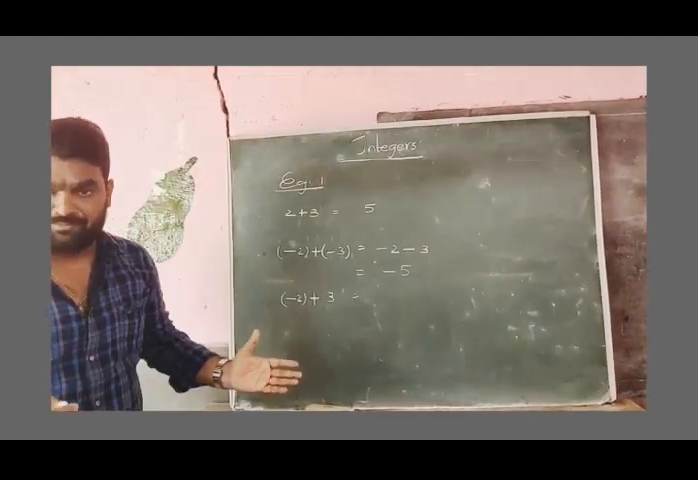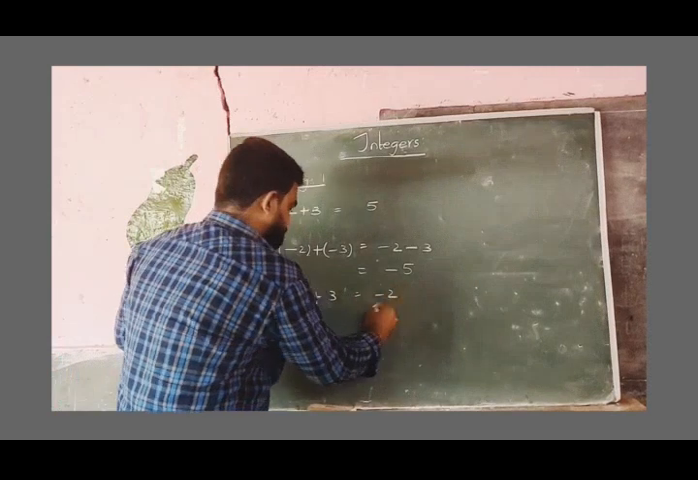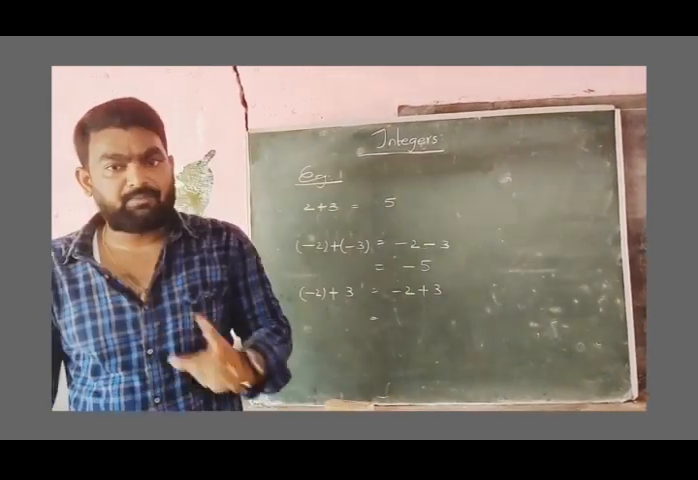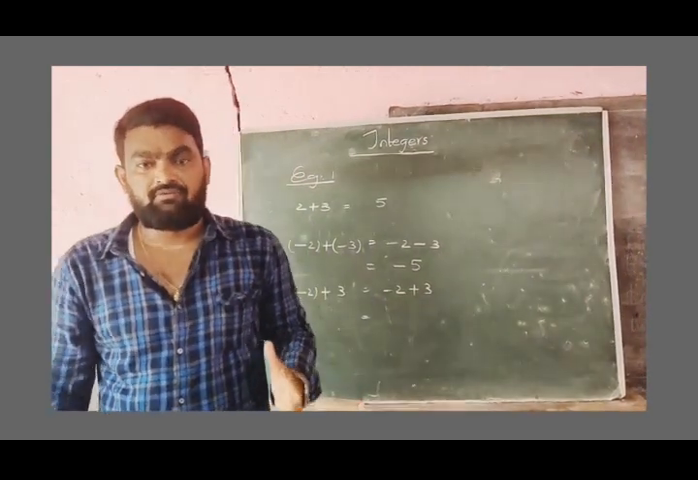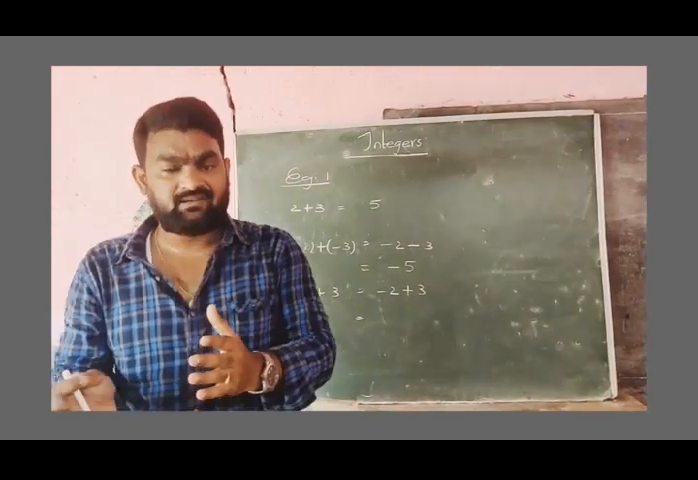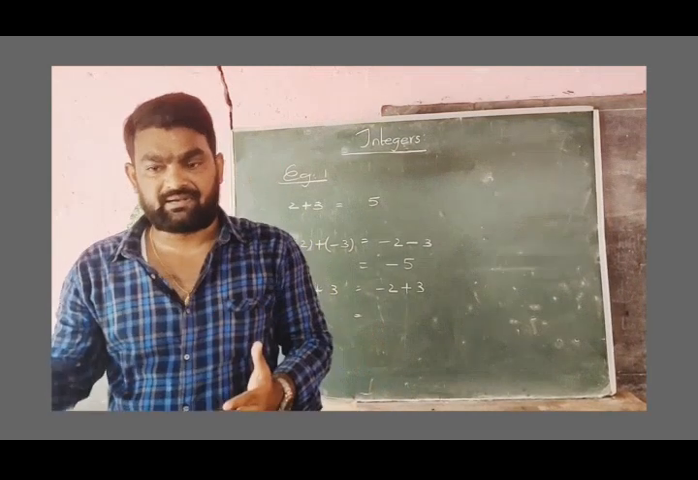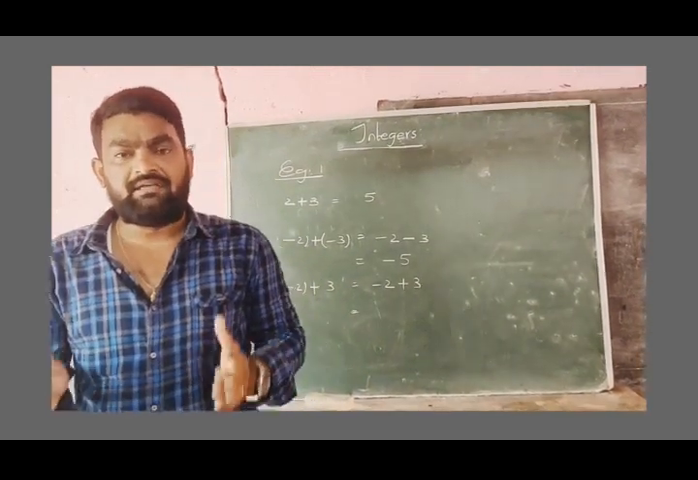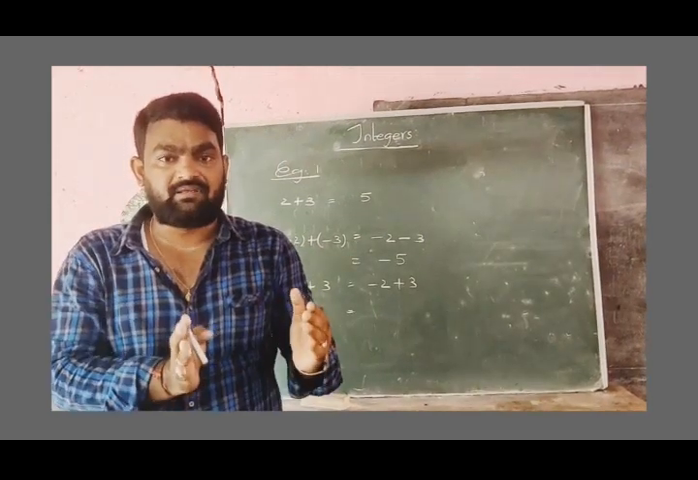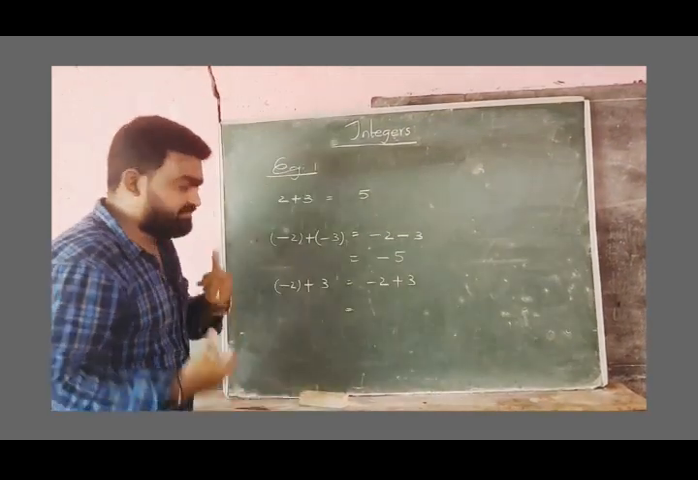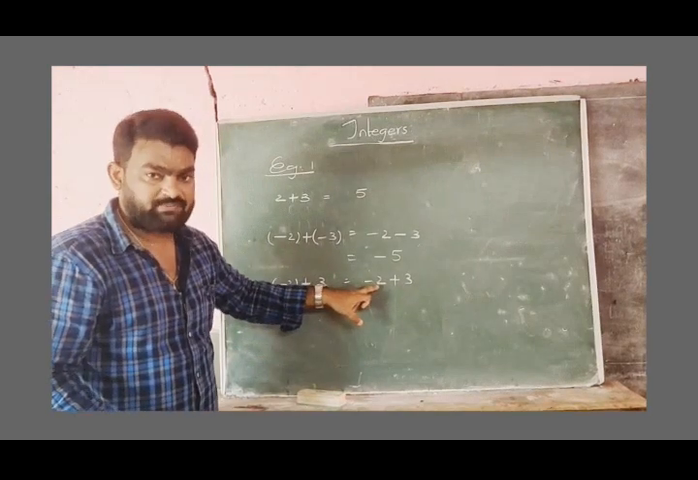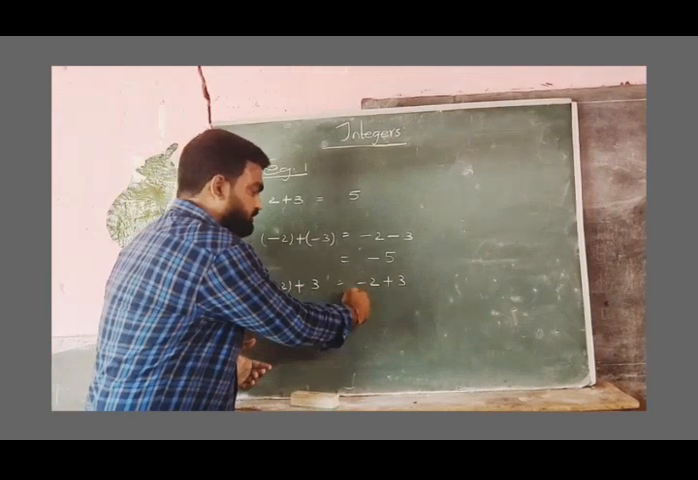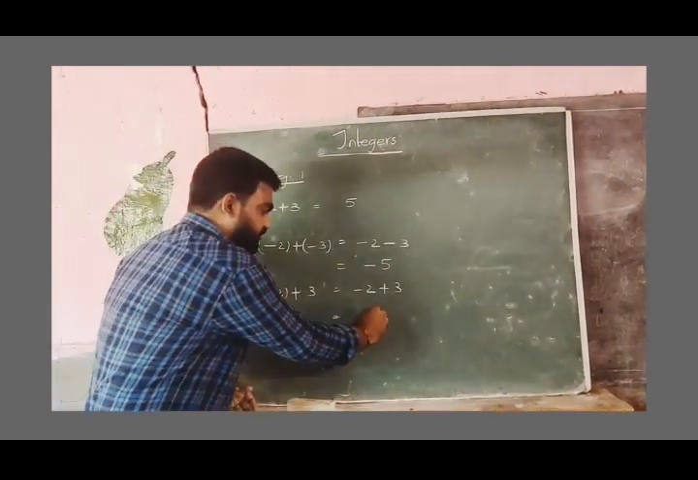First we have to remove the bracket. Minus 2 plus 3. If we have one positive and one negative number, first we have to subtract the smaller number from the bigger number. I repeat, if you have one positive and one negative number, we subtract the smaller number from the greatest number. So here which is smaller? 2 is the smaller and 3 is the greater. So first we subtract 2 from 3, and we get 1.